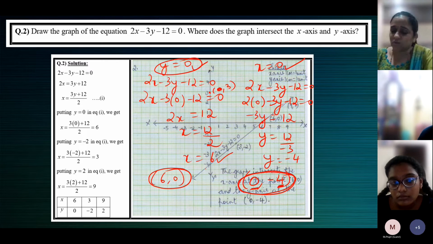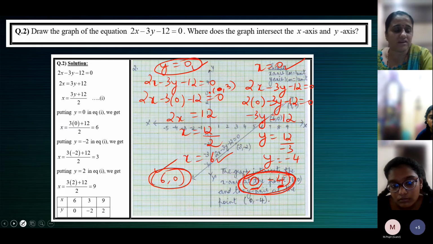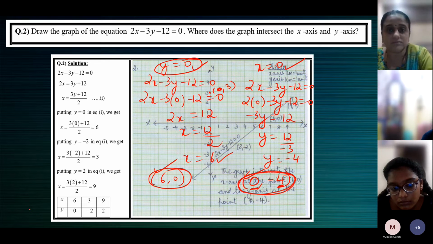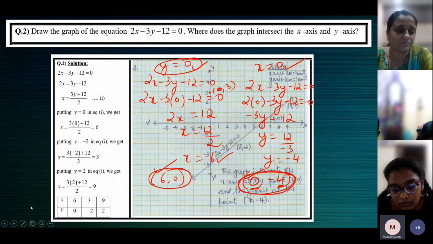Like this, algebraically, you can work and quickly find these points. So I had asked you to take down this in the last class. I hope all of you have it in your book. Yes, ma'am. Okay. All right.